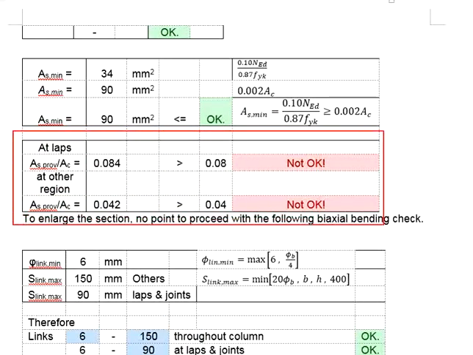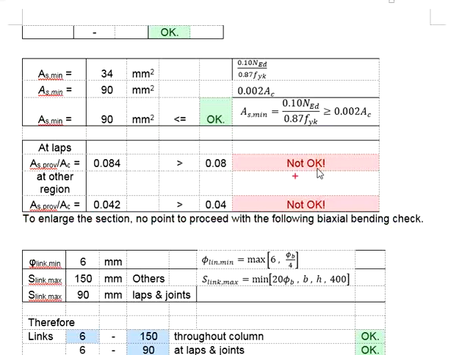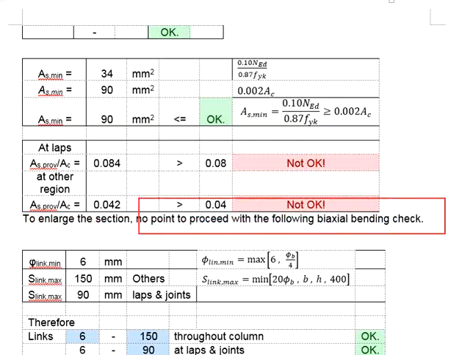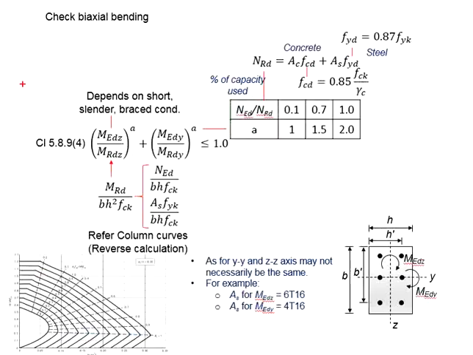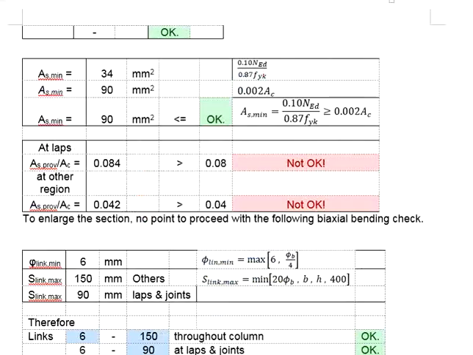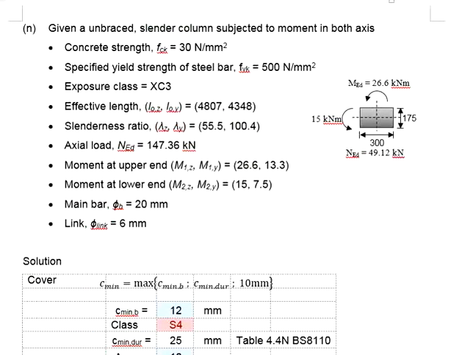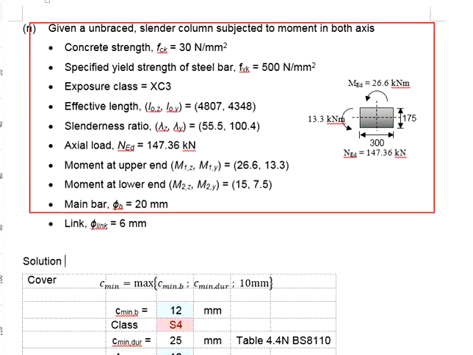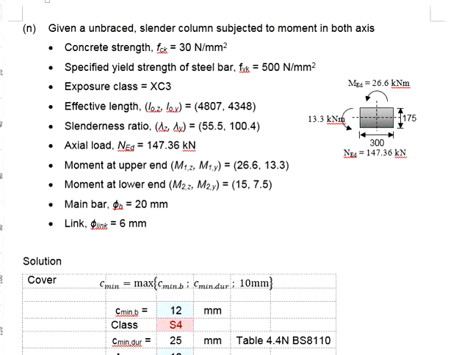Knowing the maximum bar area has been exceeded, that means there is no point to proceed with the biaxial bending chart, which is this one. And the proposed section needs to be enlarged. Therefore, for this example, when we deal with the slender column and unbraced, the width of the section increases. This time we use 175 times 300. The other details and specifications will be the same. Without further ado, let us get started.